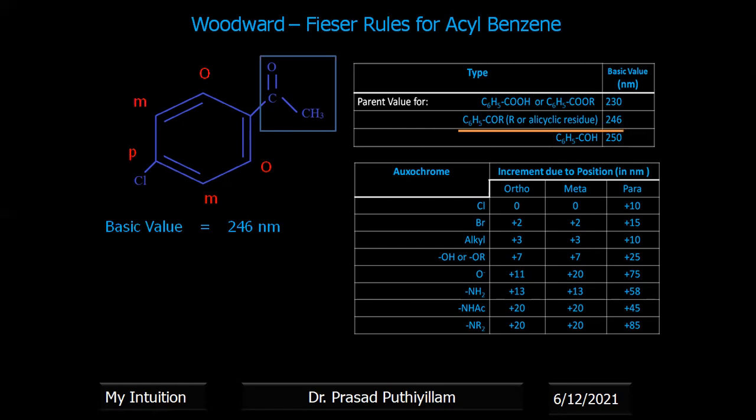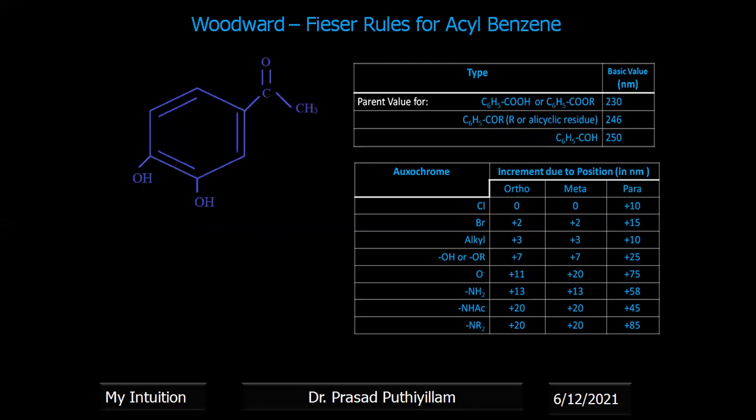Now, which is the substituent? Chlorine is a substituent and it is present at the para position. Therefore, since it is para, we have to add 10. If it is at the ortho or meta position, it is 0 increment. So for this para position, we will give a 10 increment. Chlorine at para, 10 nanometer we will be adding. Calculated value: 246 plus 10, 256.